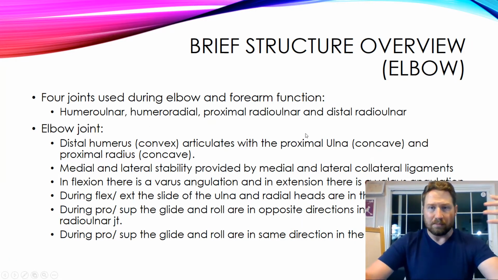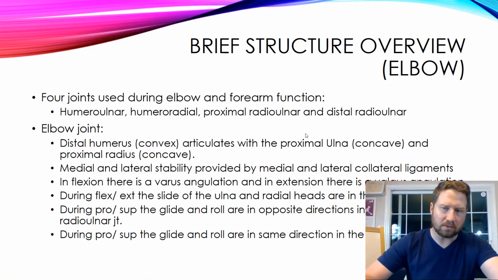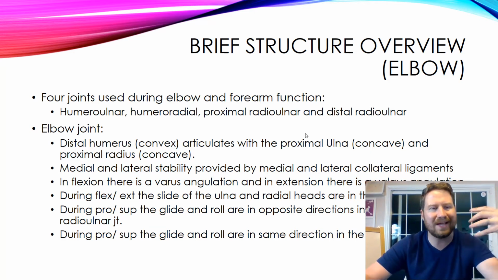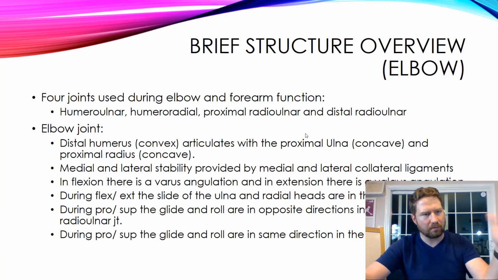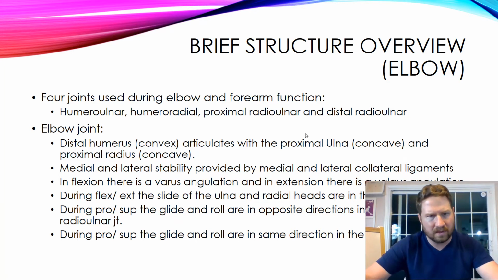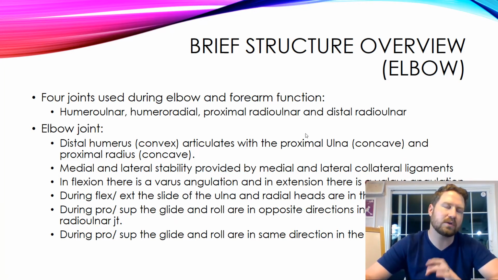So a brief overview, just like we did with the shoulder, brief overview of the elbow. Really, it's 4 joints used during elbow and forearm function: the humeroulnar, humeroradial, proximal radioulnar, and distal radioulnar. Those 4 joints are going to allow those different functions: elbow flexion, extension, forearm supination, and pronation. Those four joints all work in unison to allow those motions.